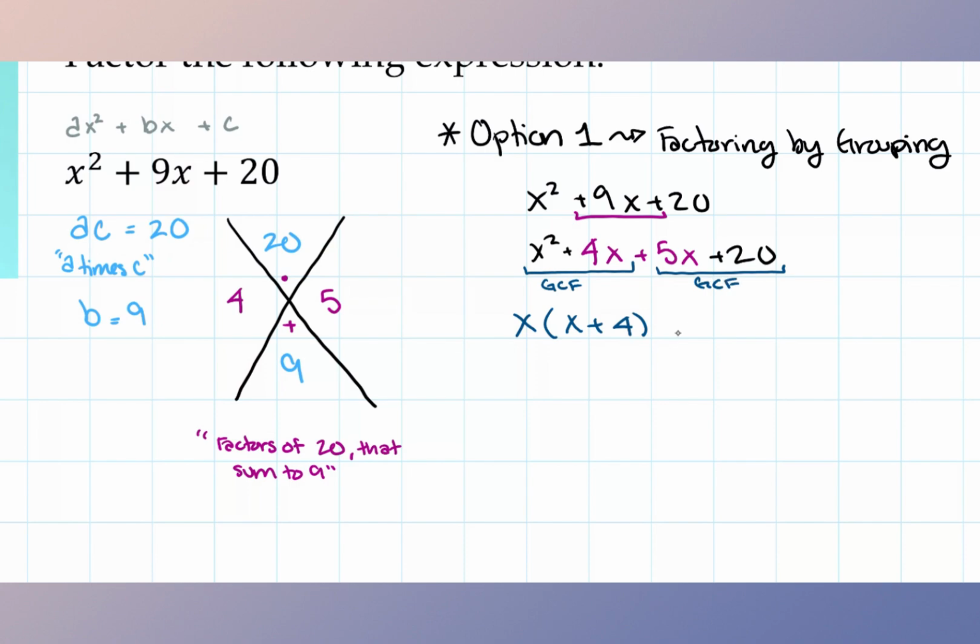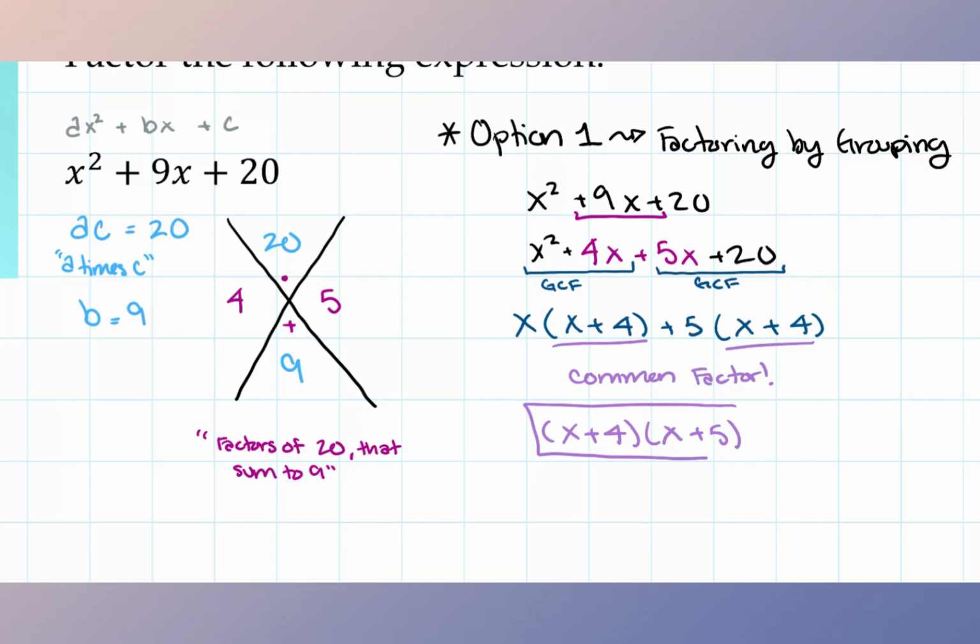And then we're going to do that same process for the second one and do the GCF of 5, and we're left with x plus 4. So this is exactly what we want because we now have a common factor, which is x plus 4. And that's something that we can factor out. So we're going to take out the x plus 4, and then the terms in front are what we're left with for the other half of our factor part, x plus 5. And that's your answer.